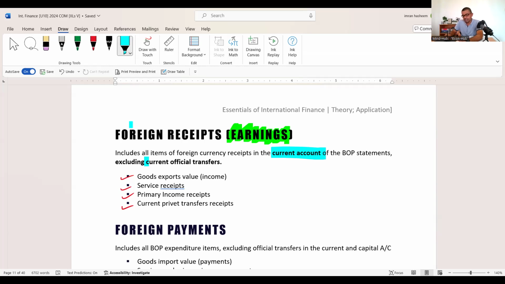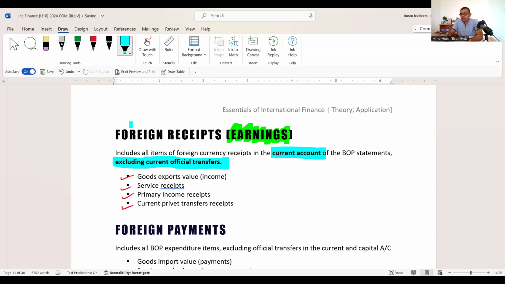Okay, right. Next, in the current account, the 4 sub-accounts have inflow items, receipts. Goods account, exports. Services account, services, receipts. Likewise, primary income, receipts. Current private transfer, receipts. So keep in mind, it's a current account inflows that you take. 4 items are there. But just remember, excluding current official transfers. Only thing we don't take as an inflow is official transfer.